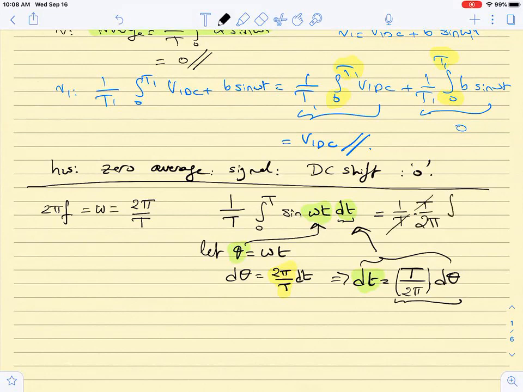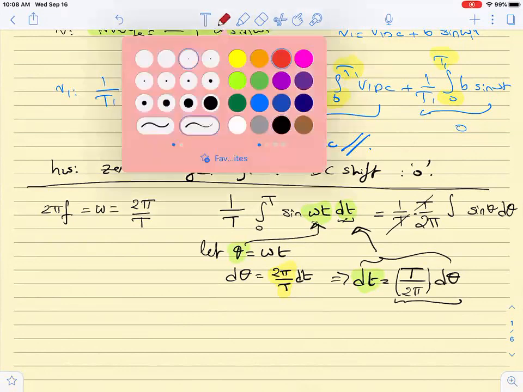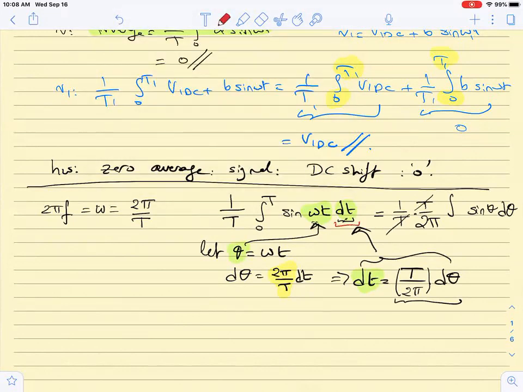If the time is varying between 0 and T, theta will vary between what and what, and then sin theta d theta, right? Because I already substituted theta here and d theta, and the constant came out. Okay, so this component here, dt, is T over 2 pi times d theta, right?